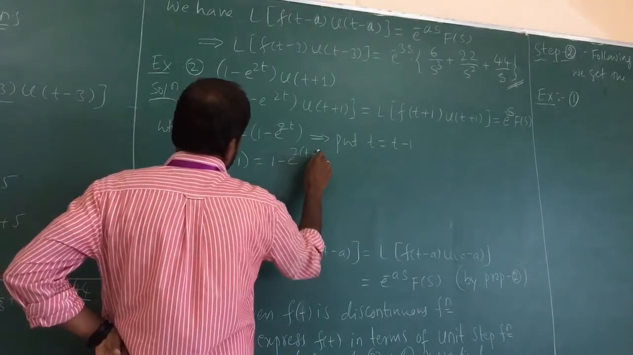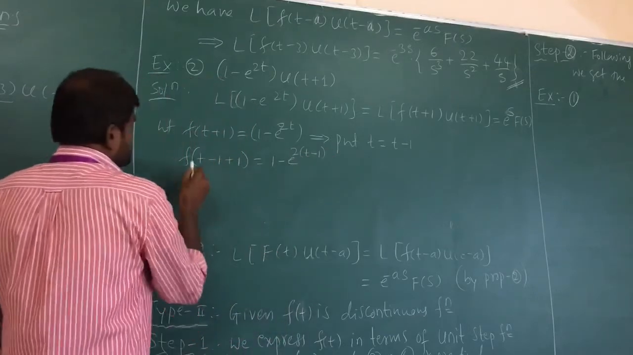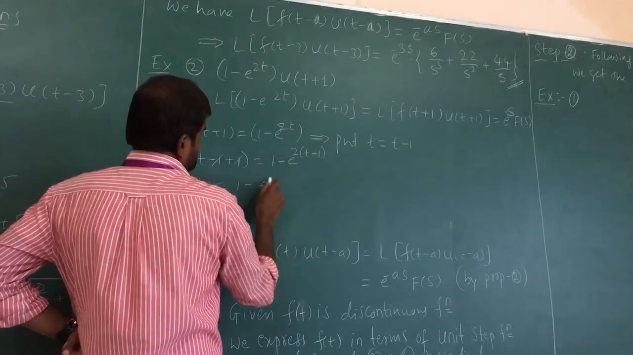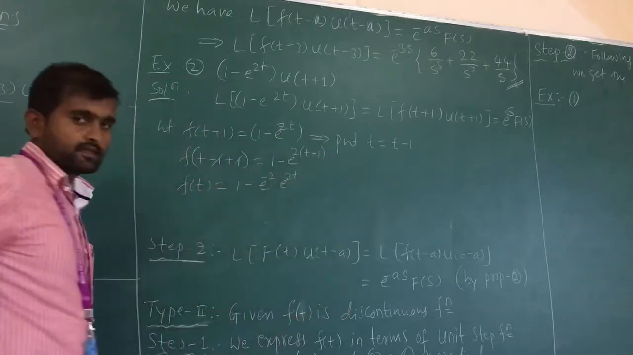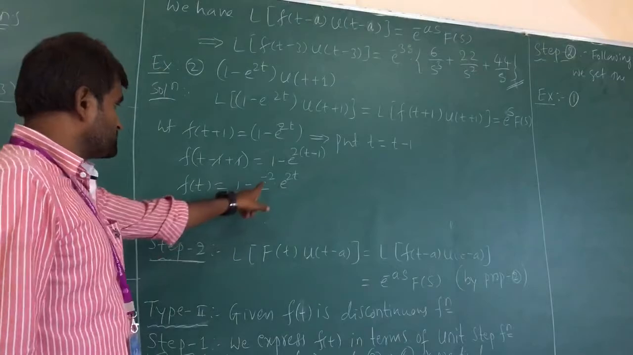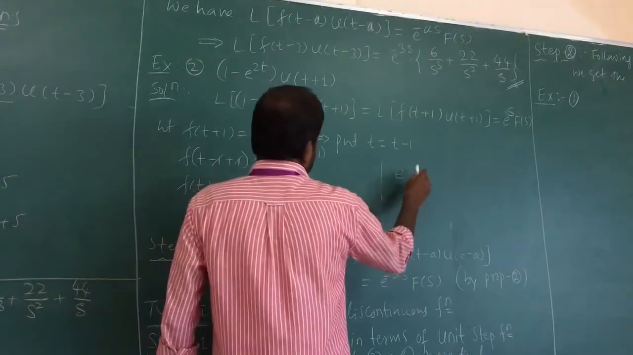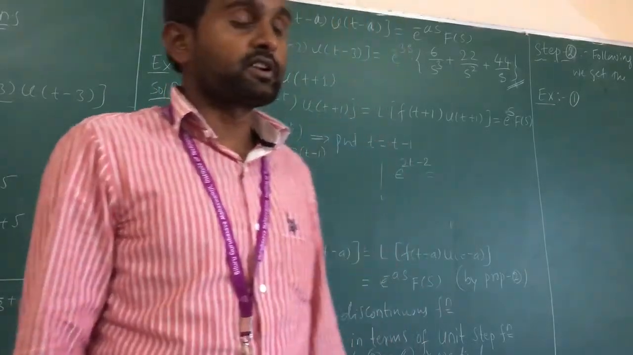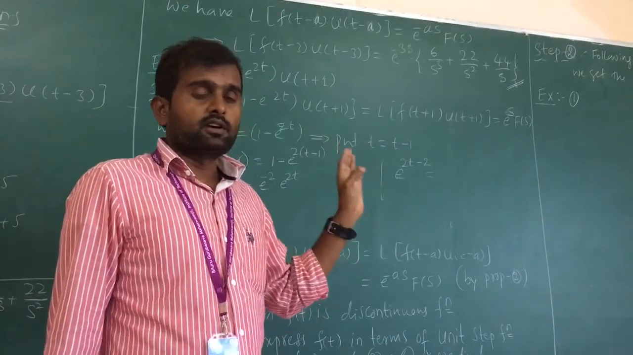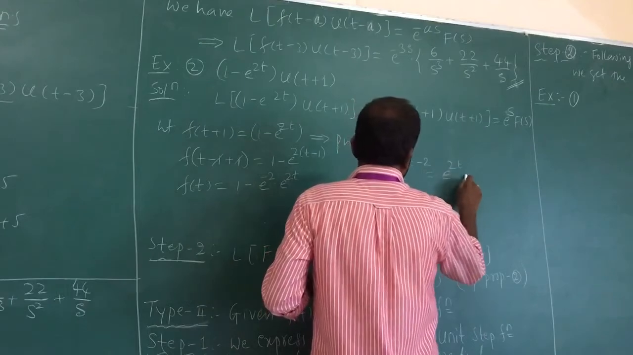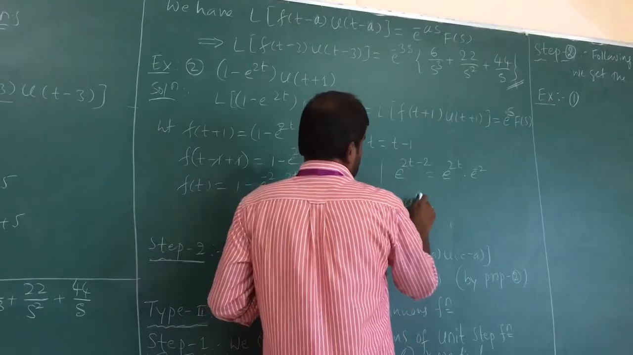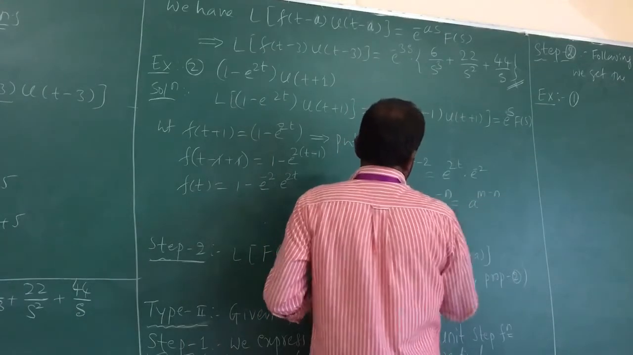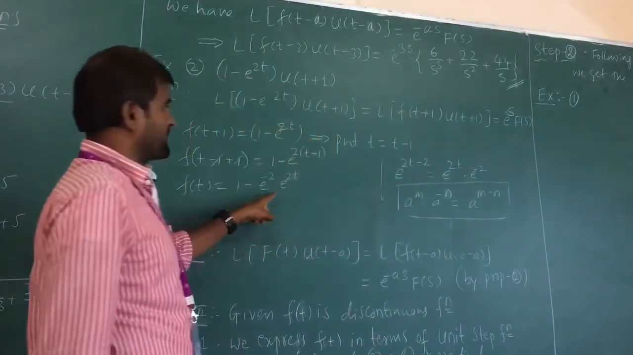So t minus 1, this minus 1 plus 1 gets cancelled. Now f of t equal to 1 minus e raised to 2t minus 2. So e raised to minus 2 into e raised to 2t, where e raised to minus 2 is a constant. Here and here, e raised to 2t minus 2 also. This is from the exponential function formula: a raised to m into a raised to n is a raised to m plus n, all these formulas. So e raised to 2t into e raised to minus 2 is e raised to 2t minus 2. E raised to minus 2 is a constant. Right? That's the conversion here.